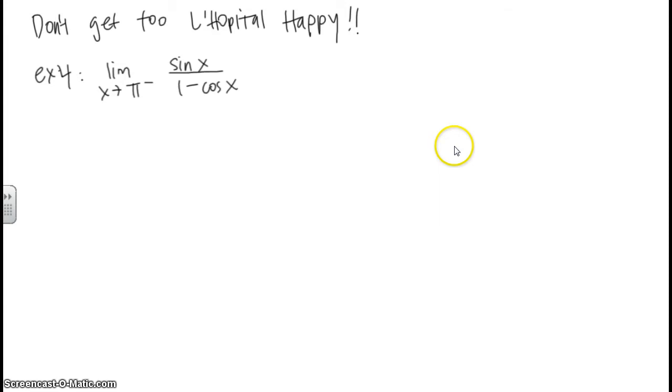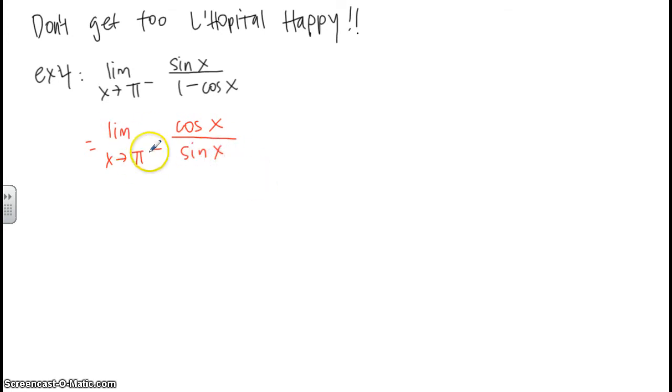This last example that we're going to do in this video is a warning example to not get too L'Hopital happy. Now what do I mean? Let's say you're in the L'Hopital section and you know it's about L'Hopital's rule. So you see a limit like this: as x approaches pi from the left side, sine x over 1 minus cosine x. And you immediately jump to taking the derivative of the top, which is cosine x, over the derivative of the bottom, which is negative sine x times a negative, so it's positive sine x.